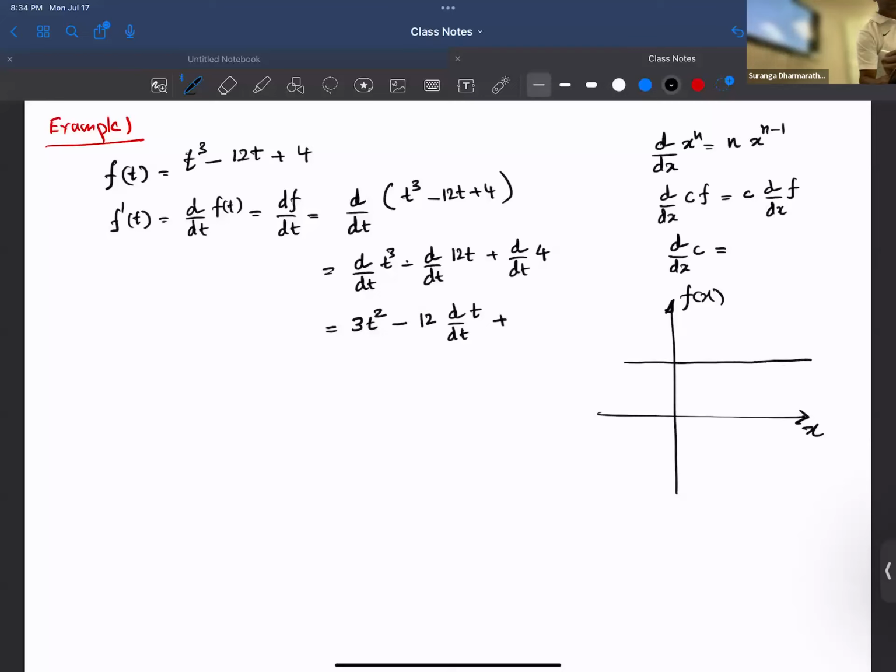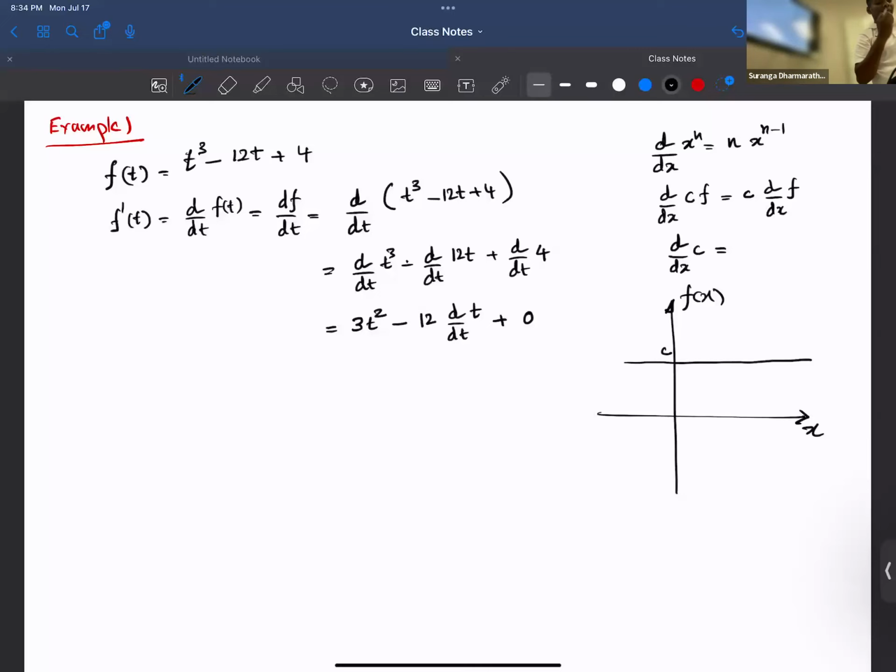I want people to talk. It's c, right? What is the slope of this line? 0. So the derivative of a constant should always be 0. Okay? Make sense?